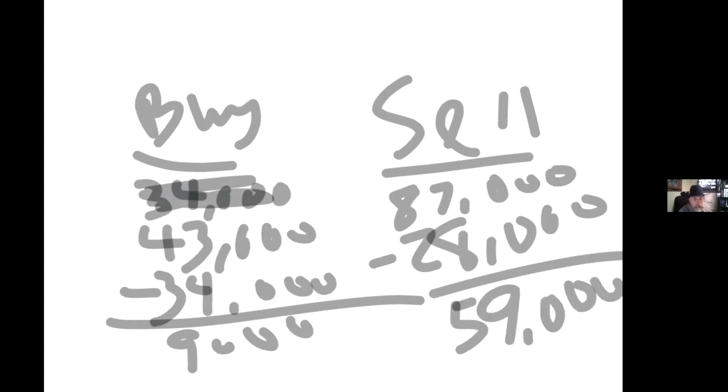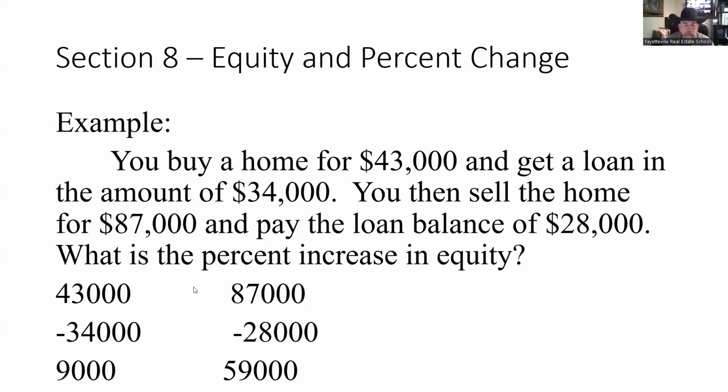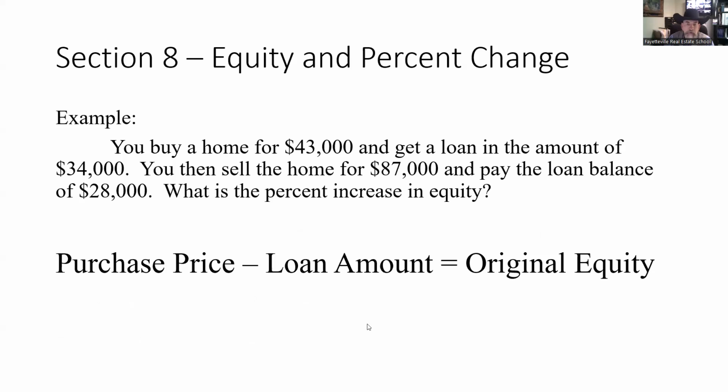All right. So you have original equity and you have present equity. And now all you have to do is this much. Now you do the formula, which is the formula is new minus the old divided by the old times 100. And let's see what that will look like.